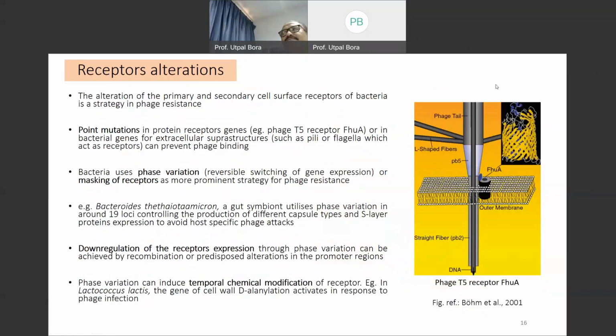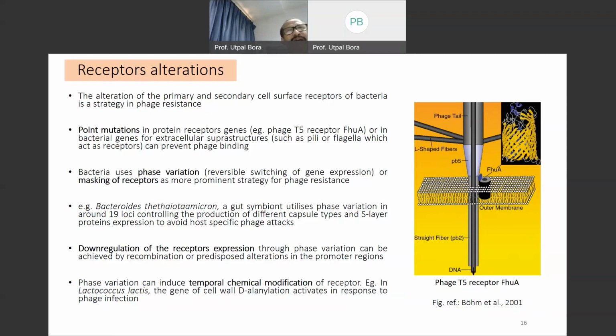So another strategy is the alteration of the receptors. The alteration of the primary and secondary cell surface receptors of bacteria is a strategy adopted in phage resistance. In this case, you know about point mutations, where there is a single base pair change. So here the point mutation in protein receptor genes or in bacterial genes for extracellular superstructures can prevent the phage binding. So in certain cases, a single point mutation actually may change the structure. Okay, so that is good enough to prevent phage binding.